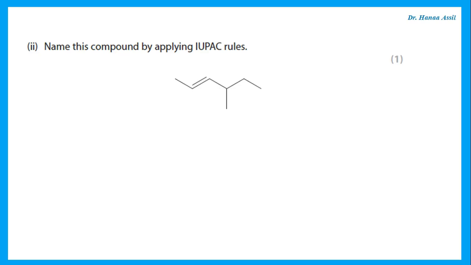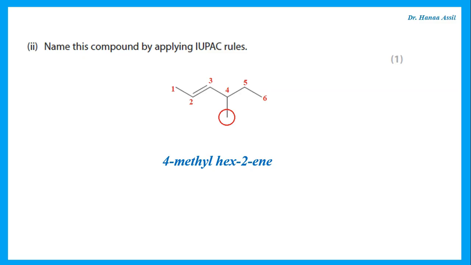Name this compound by applying the IUPAC rules. We said to name a compound, we choose the longest chain, and we number from the side that gives the lower number for the functional group. So here we're going to number from the left. So this is actually 4-methyl-hex-2-ene.